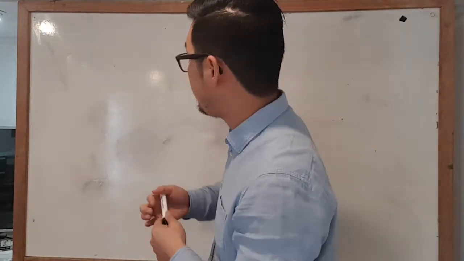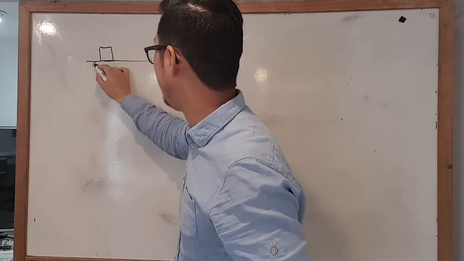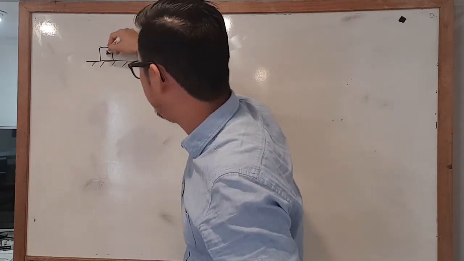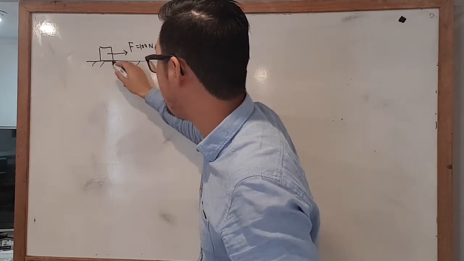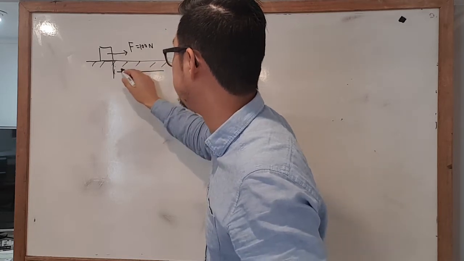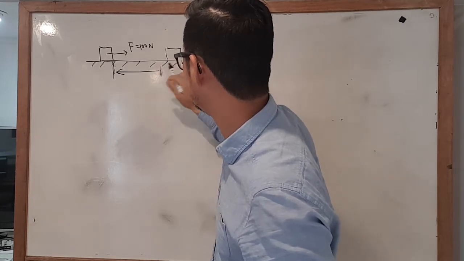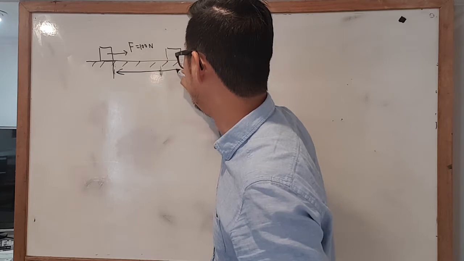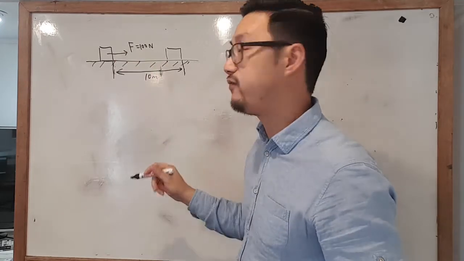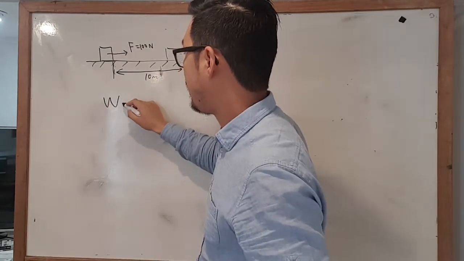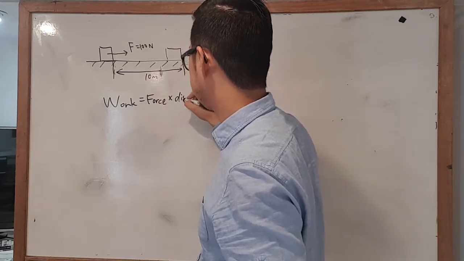Say there's an object sitting on the floor. If we have a force pulling the object, say 100 Newton, and it moves the object in the direction of this force for a distance, say 10 meters. If a force moves an object for a distance in the direction of the force, then we say it has done work. So work is equal to force times the distance.